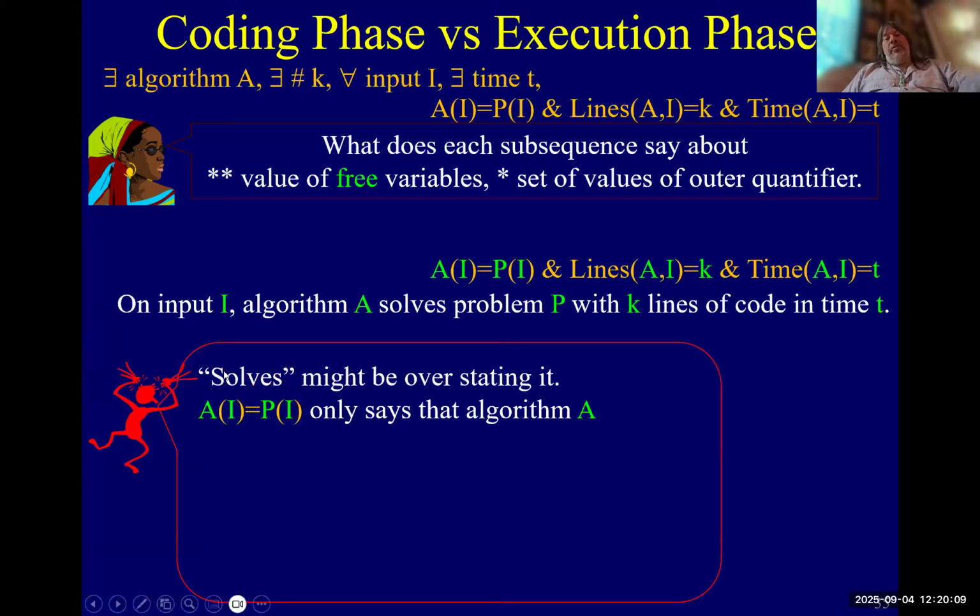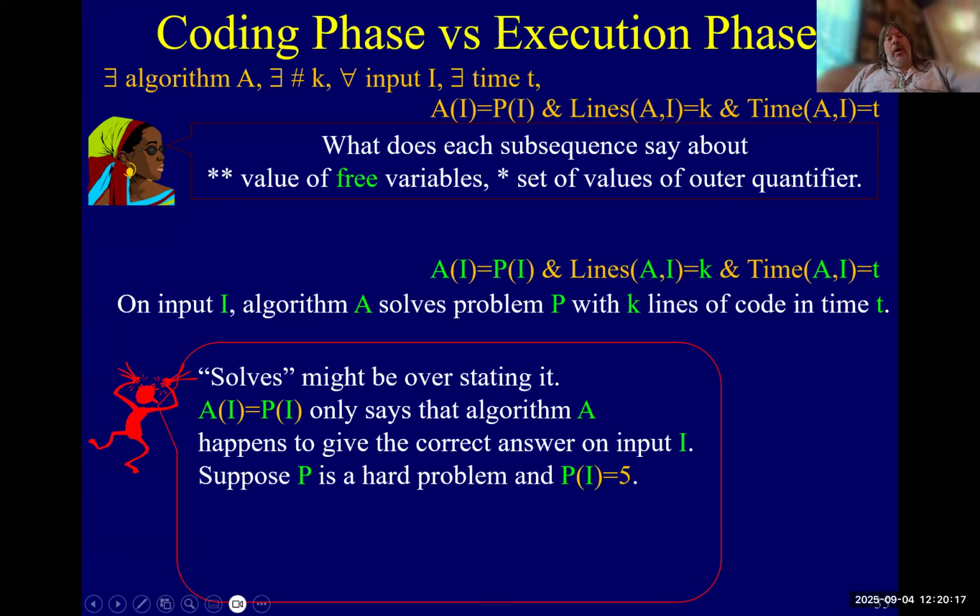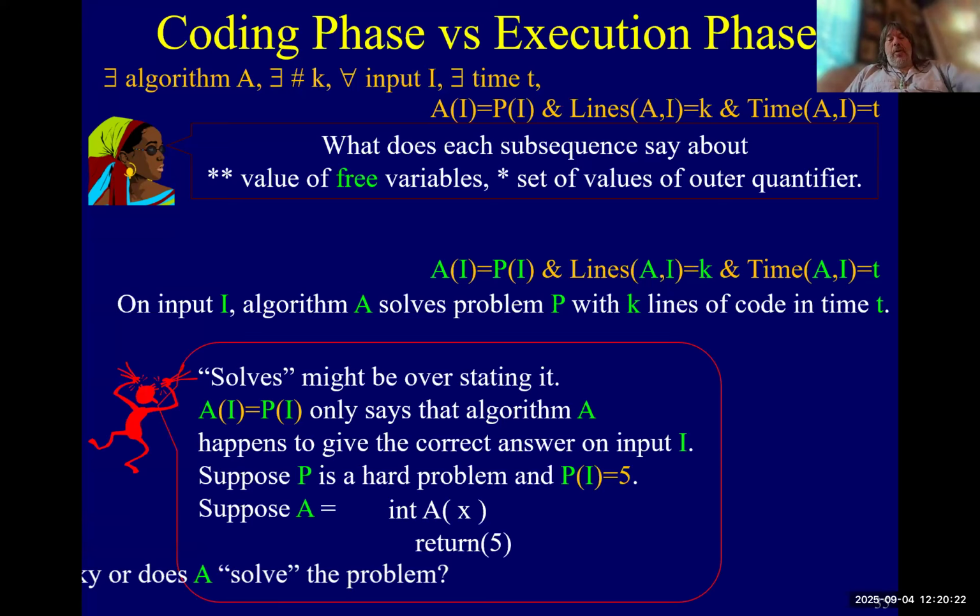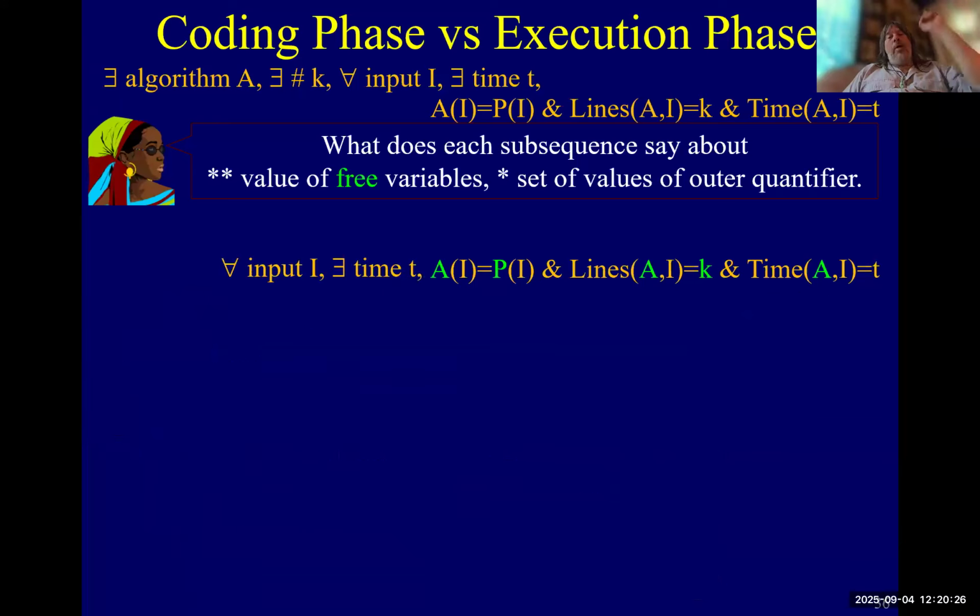Here we're saying "solves" might be overstating. Why? Because all we're saying is it gives the right answer on this input. We don't know about other inputs. So now what do we want to say? We want to say it solves the problem. Why? It's not the input I. Algorithm A solves the problem.